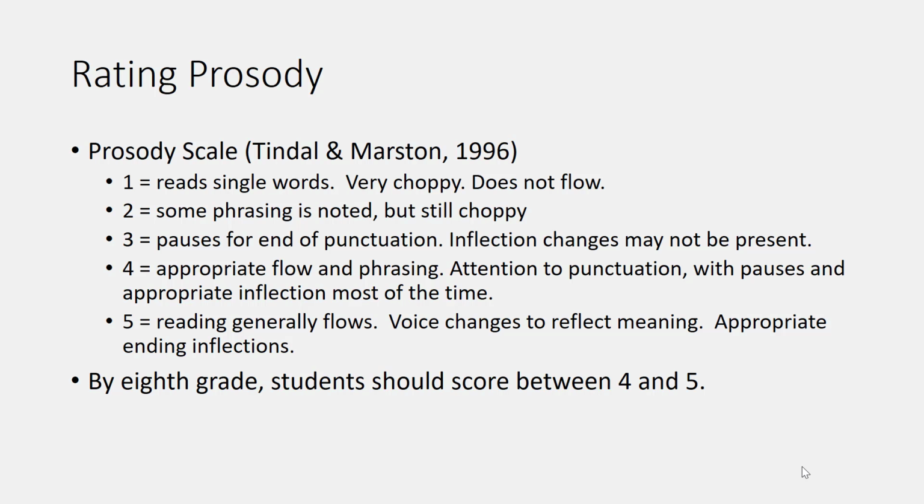Another way to promote prosody in the accuracy, rate, and prosody equation of fluency is to use the prosody scale by Tyndall and Marston, 1996. There are 5 levels of performance when using the prosody scale. 1, reads single words, very choppy, does not flow. 2, some phrasing is noted but still choppy.